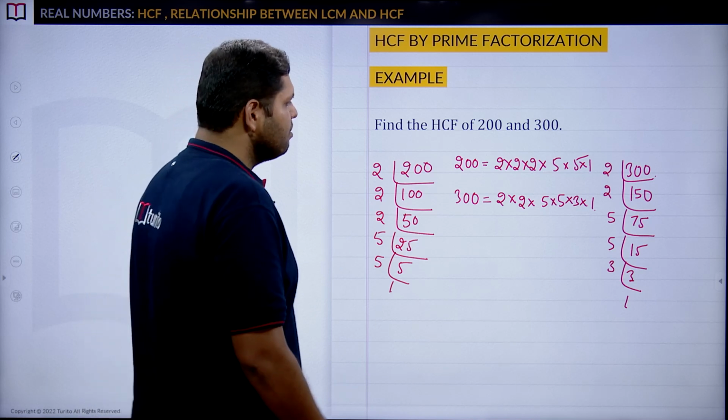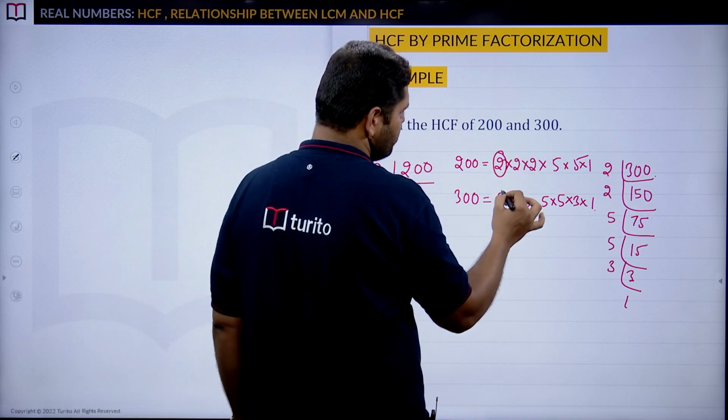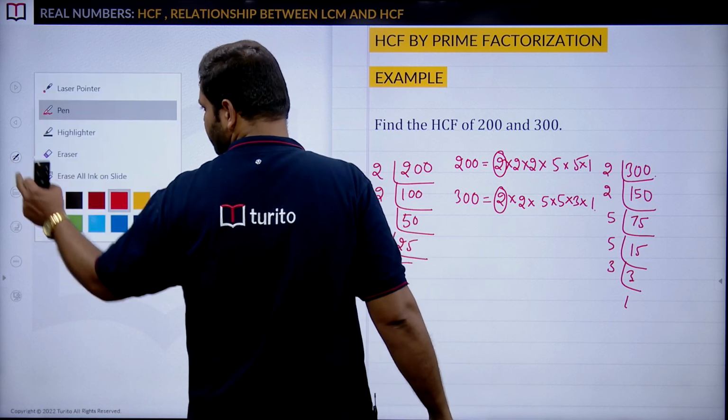Okay. Now children, pick up the common factor. Here 2 is common. Isn't it, children?